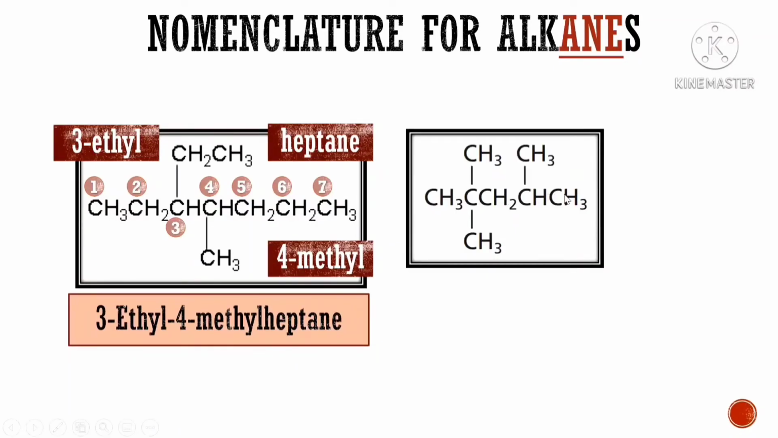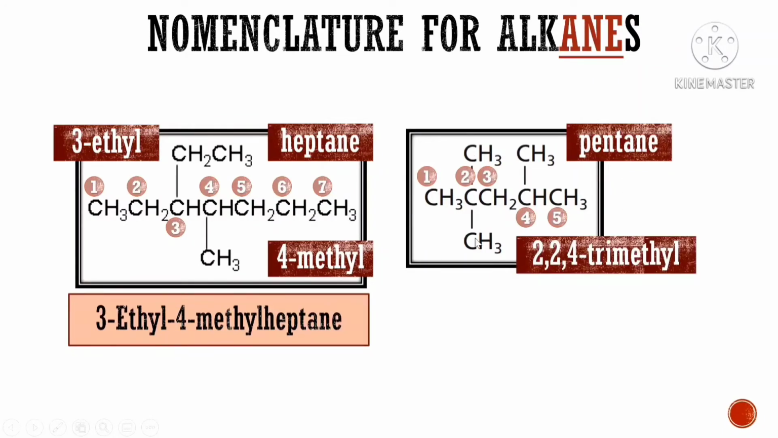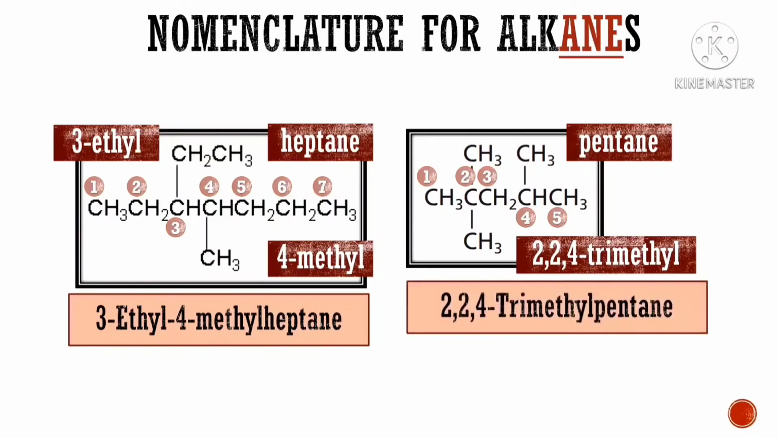For this molecule, this is the parent chain. We number it from left to right so the substituents will have the lowest carbon numbers possible. Since we have 5 carbon atoms in the parent chain, we call it pentane. We have 3 methyl groups as substituents, and they are attached at carbon number 2 twice and at carbon number 4. So we write 2,2,4-trimethyl. And so the name would be 2,2,4-trimethylpentane.